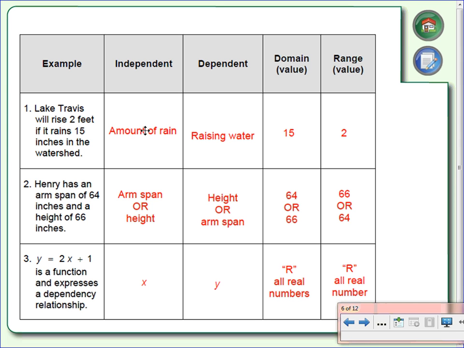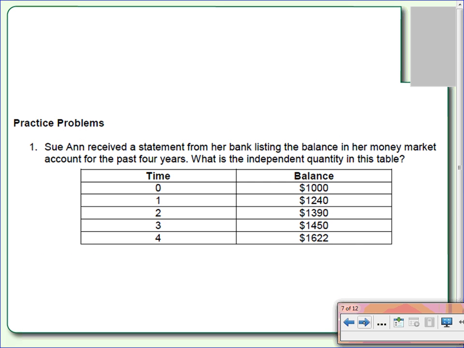So basically, that's the notes. Now we're going to take a look at a few examples here, and then you're going to be on your own in a minute. Make sure you follow along. Practice problems. Next page, the first one.